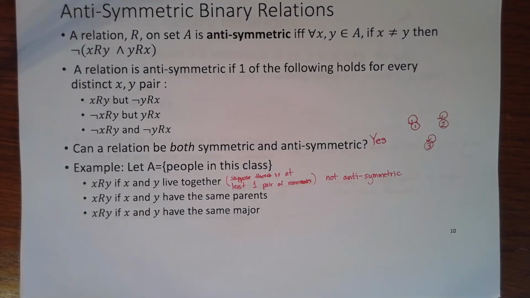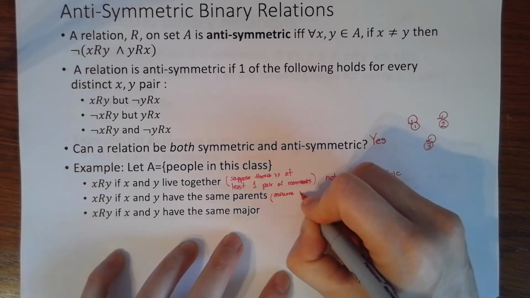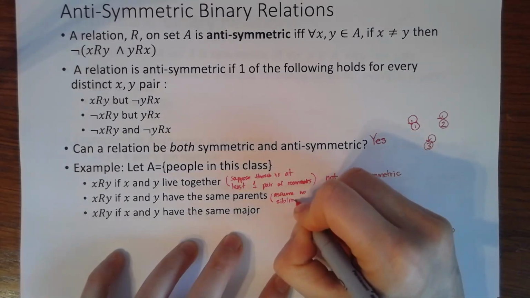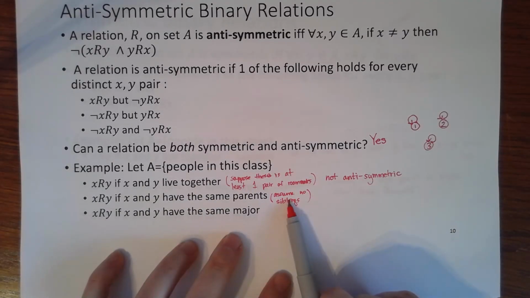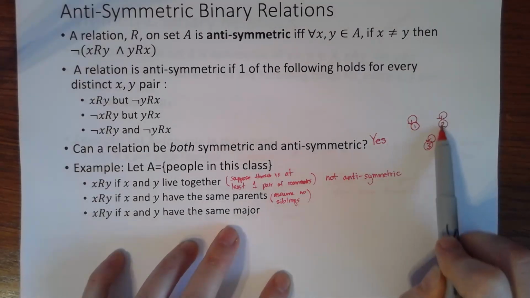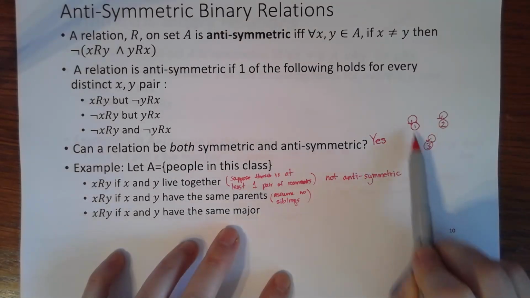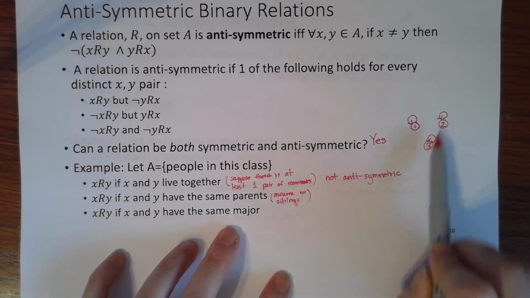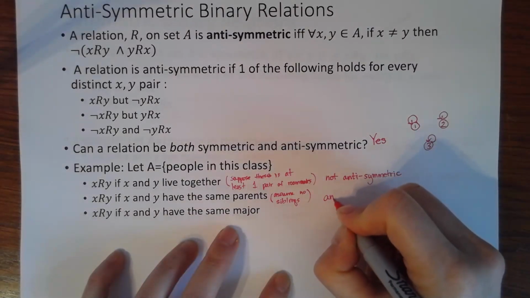Okay, looking at the next one where x and y have the same parents. Let's assume there's no siblings. In this particular instance where we don't have any people with the same parents, we would get a graph that looks like this. Everybody has the same parents as themselves, but they don't share parents with another person in the class, so you're not going to have any arrows between any of them. So we'll have a situation that looks like this. So this one is anti-symmetric.